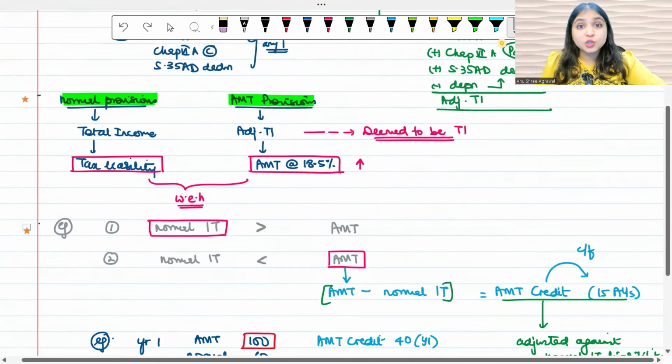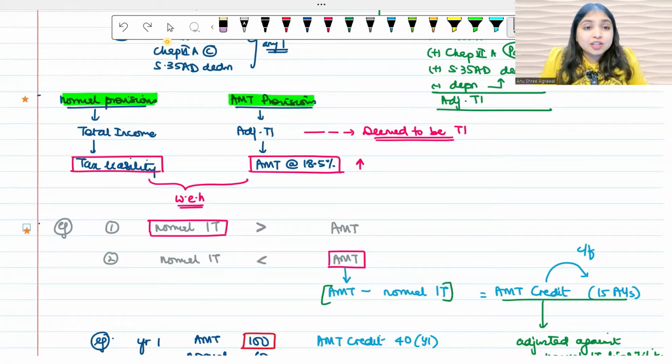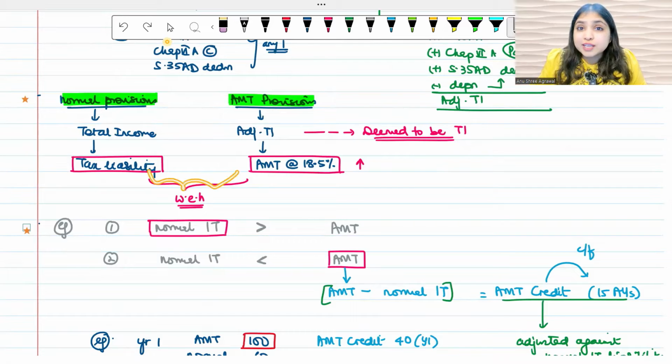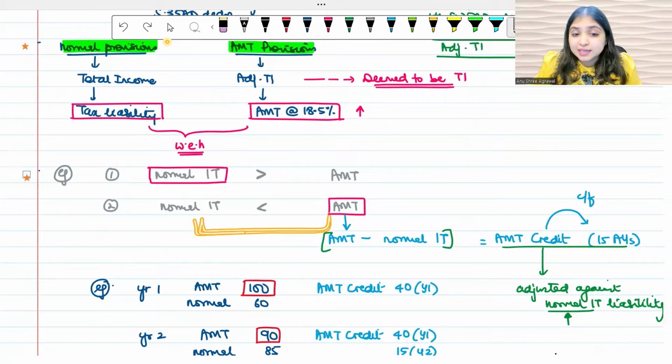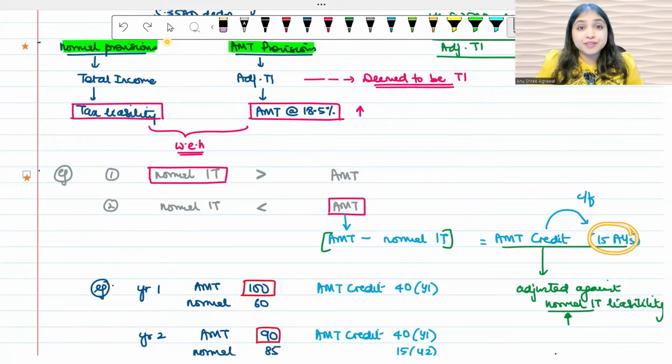Once you enter into AMT, you will calculate the income tax as per the normal provisions, and you will calculate income tax as per the AMT provisions. Out of these two numbers, you will pick whichever is the higher number. That is what you will have to pay. In case AMT is higher, then whatever is the difference between normal income tax and AMT, that will become AMT credit. This AMT credit will have a life of 15 years.